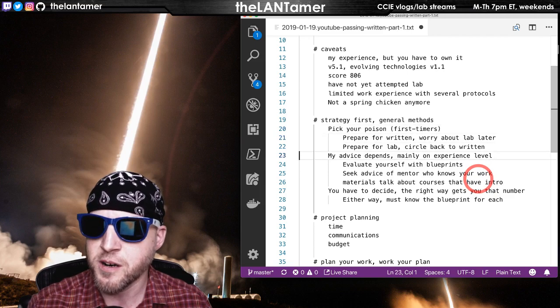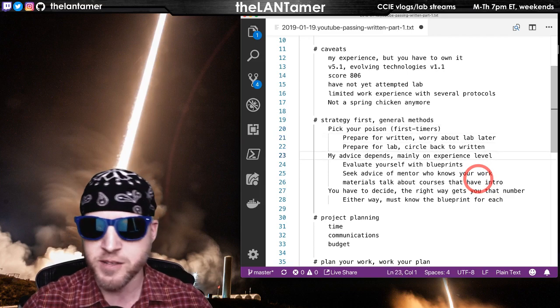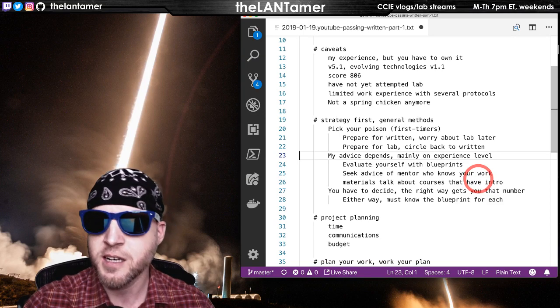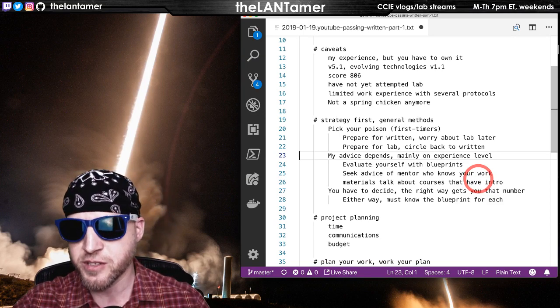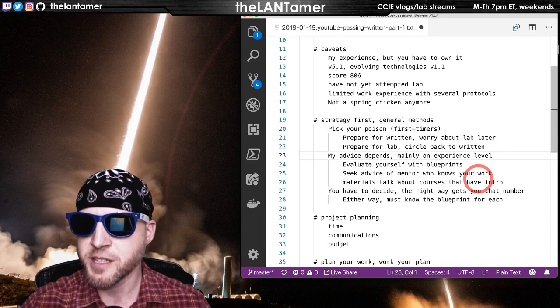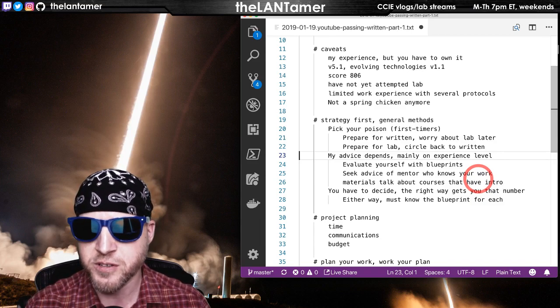So that's why, in my case, without having a lot of that experience, I decided I was going to lab as much as I could, get relatively confident in labbing a lot of the protocols, then go back to the written.